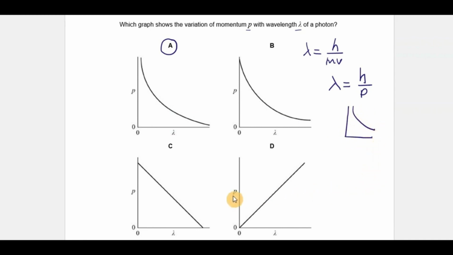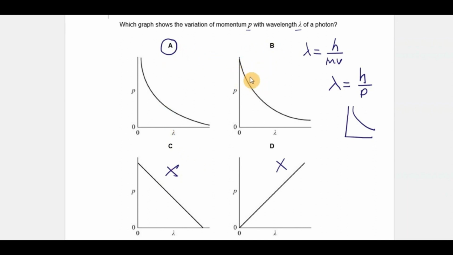Let's just have a look at the other answers and see why they're not correct. Well, D shows momentum to be directly proportional to the wavelength, so that's obviously not right. We're looking for something inversely proportional. For C, the momentum is again directly proportional to the wavelength, but this time with a negative correlation, so that's not correct. Both A and B at first glance appear to have a very similar shape.